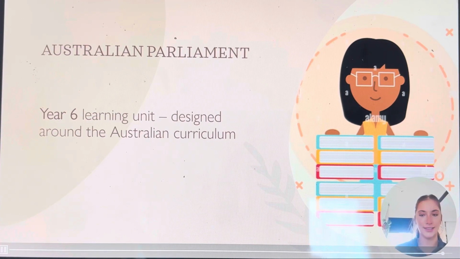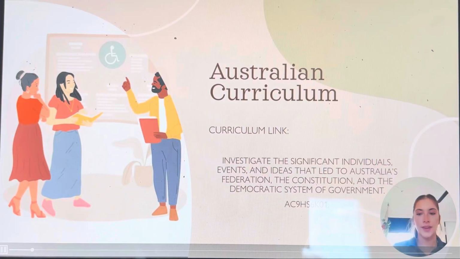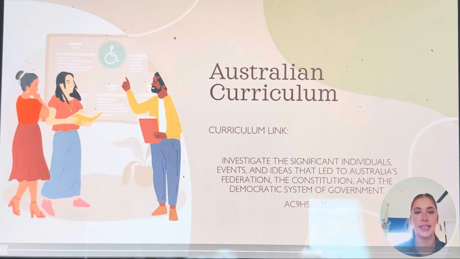Year 6 students. This lesson sequence is directly aligned with the Australian Curriculum AC9HS6K01, which requires students to investigate the significant individuals, events and ideas that lead to Australia's federation, the constitution and the democratic system of government.